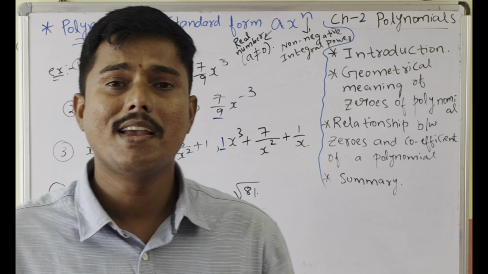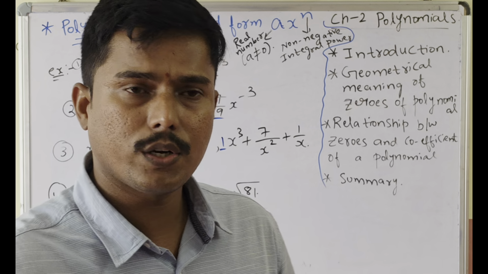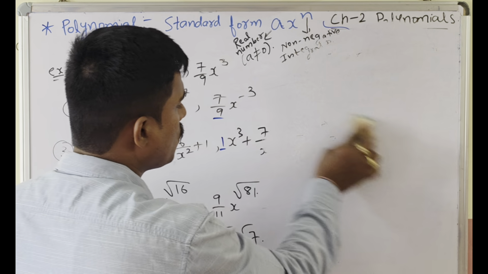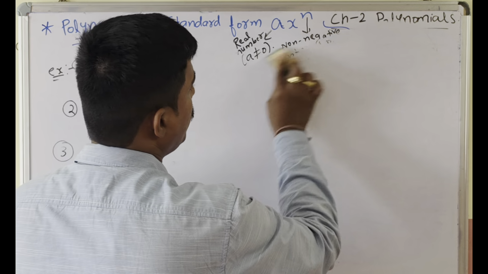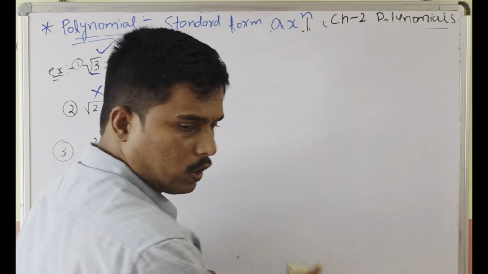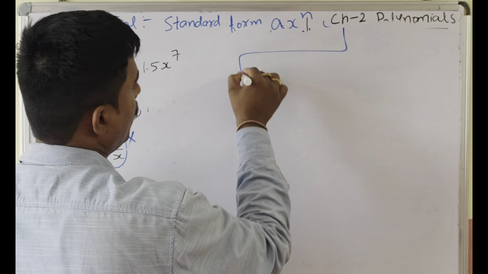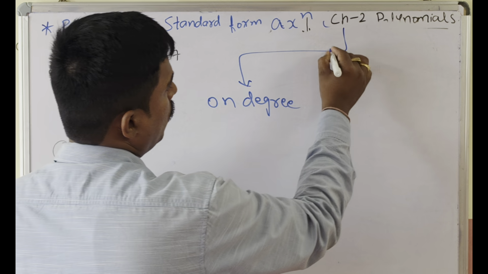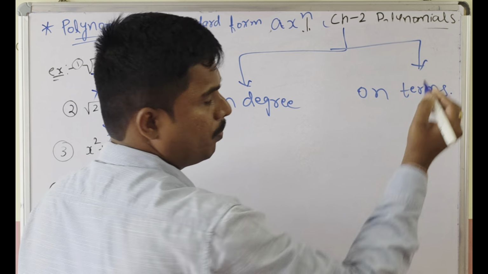Now we are going to see the classification of polynomials into 2 categories. What are the 2 categories you are going to see? The 2 categories are on the basis of degree and on the basis of terms. Polynomials are classified into 2 types: on the basis of degree and on the basis of terms.